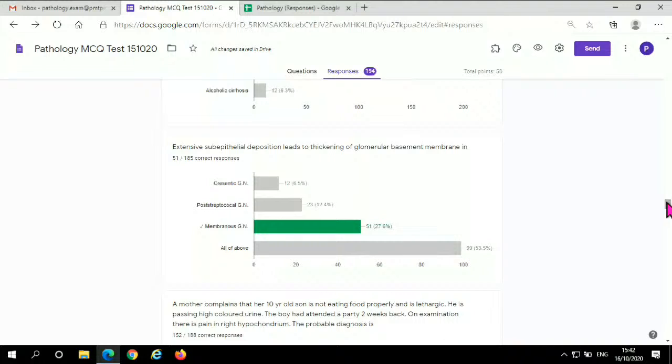Post-streptococcal glomerulonephritis, there will be subepithelial deposition, but thickening of the basement membrane will not be seen over there. In a light microscope, you are going to see the thickening of the basement membrane in membranous glomerulonephritis. So few of you have given the answer.